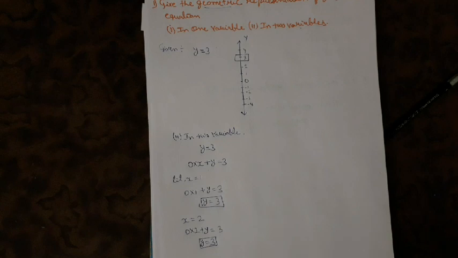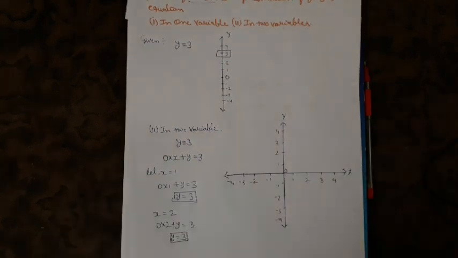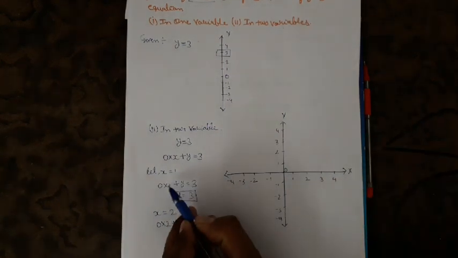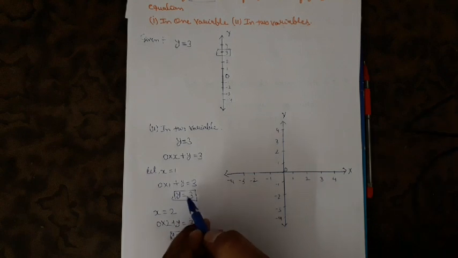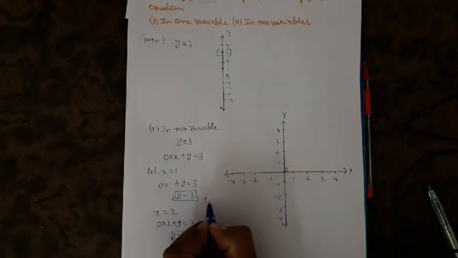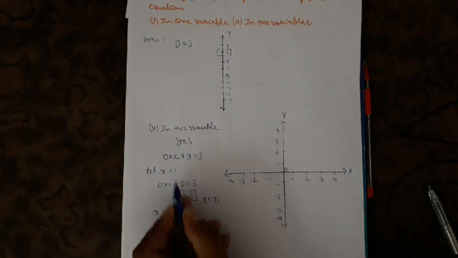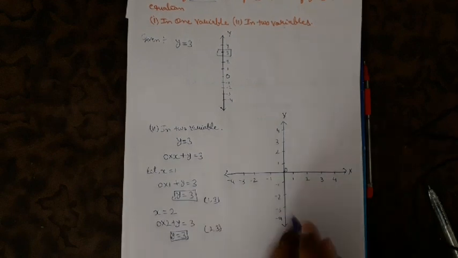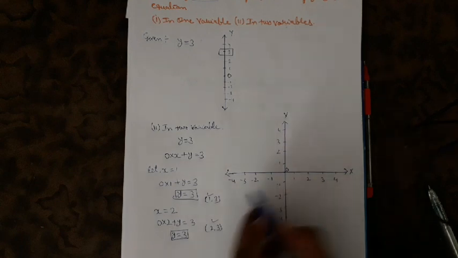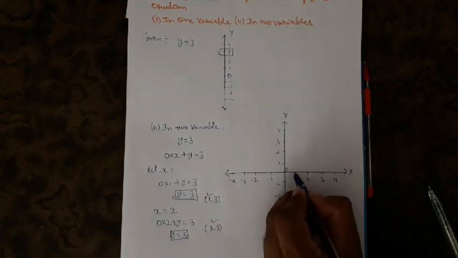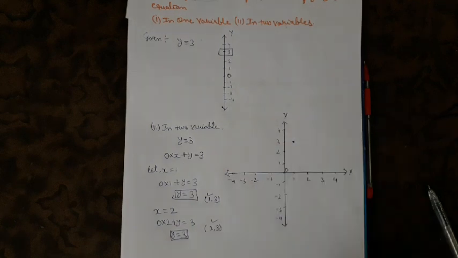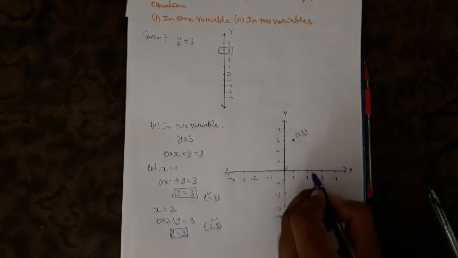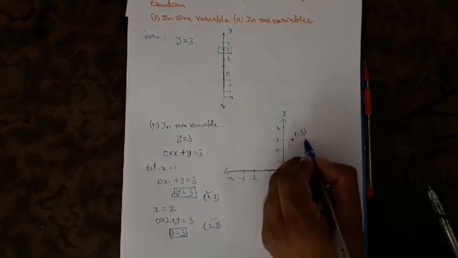Now see the geometric representation. I have taken two axes, x and y. First I have taken x = 1, so I got y = 3. So the first point is (1, 3). Second, I have taken x = 2, so the point would be (2, 3), as y I got 3. Now I have to represent these two points on this graph. For x = 1 and y = 3, the point would be here. For x = 2 and y = 3, it would be here.